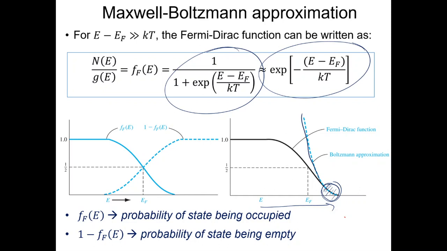Another thing to keep in mind is that if Fe is the probability of a state being occupied, 1 minus Fe is the probability of a state being empty. So if this is Fe, then the inverse is 1 minus Fe, which is the same as the area here, the probability of a state being unoccupied, and this being the probability of a state being occupied above EF.